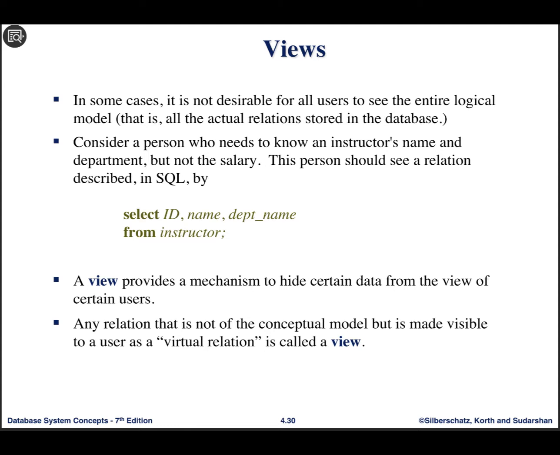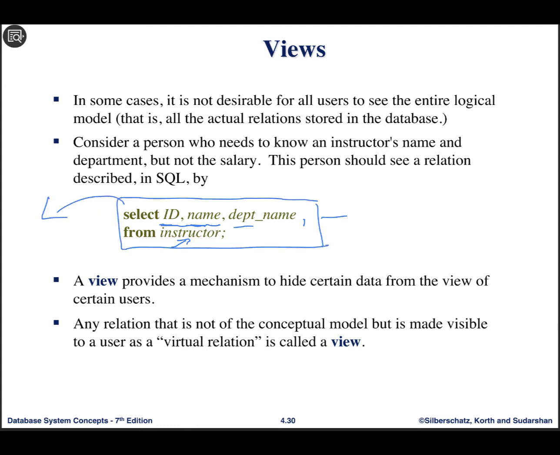For example, assume that we have the instructor relation, and you don't want every single user to access the entire data that's stored in the instructor. Remember that in the instructor relation, we have an ID, name, department name, and a salary. If you don't want every single user to access this data, maybe you can create a view that contains the ID, name, and department name from the instructor.